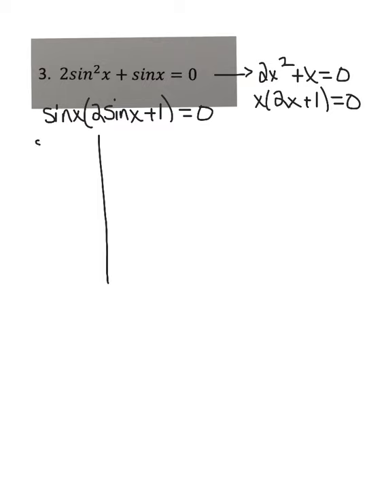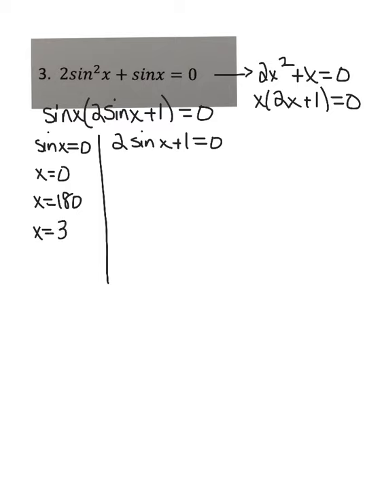So over here on the left, I'm going to get the sine of x is equal to 0. And on the right, I'm going to get 2 sine x plus 1 is equal to 0. Okay, so on the left-hand side, you're going to ask yourself what angle has a sine that's 0. What angle has a sine that's 0? So hopefully you will say, well, 0 has a sine of 0. So does 180. And so does 360.